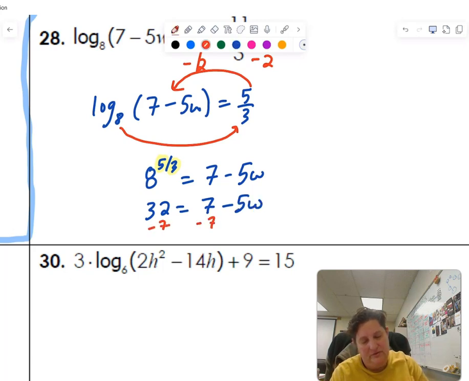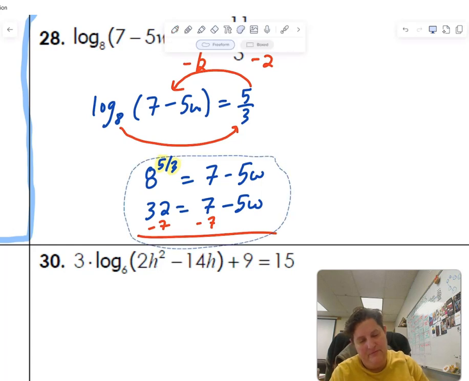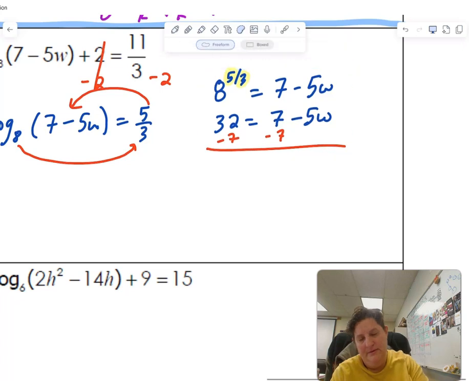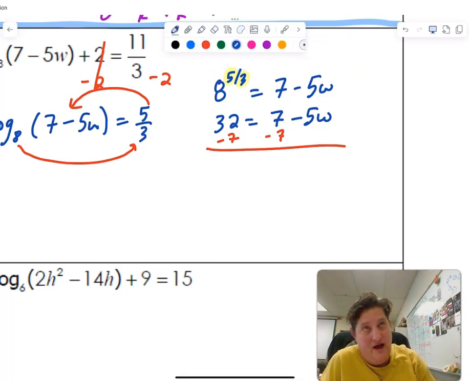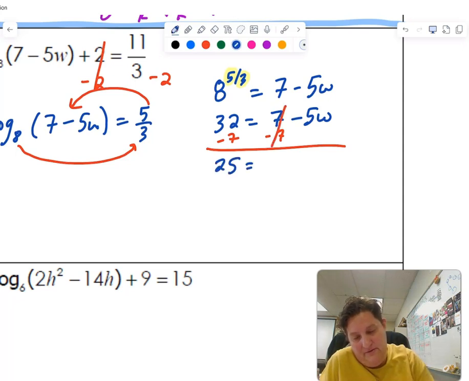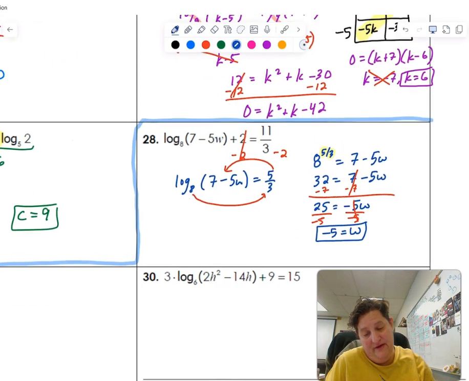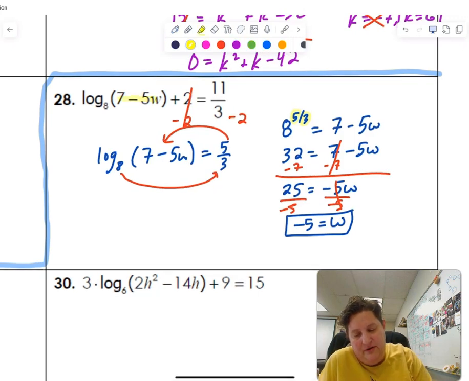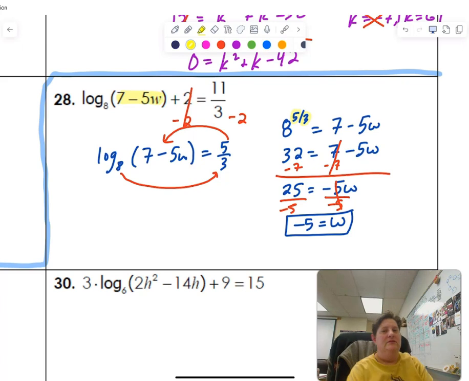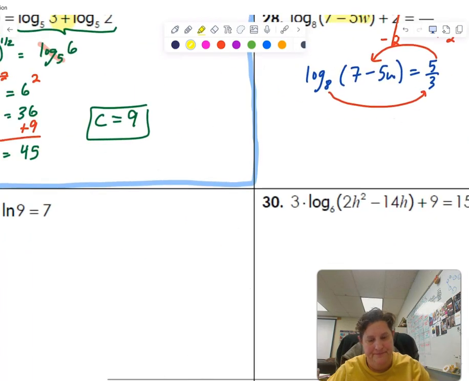I subtract the 7 on both sides. I'm going to move this over here. Okay, 32 minus 7 is 25. That cancels out. And then I divide both sides by negative 5. Okay, so I get w equals negative 5. And when I go to test it, even though it's a negative number, because in here we're going 7 minus 5 times w, the minus negative will make it plus. So that's a good answer.